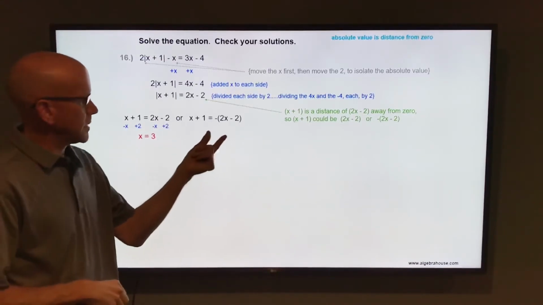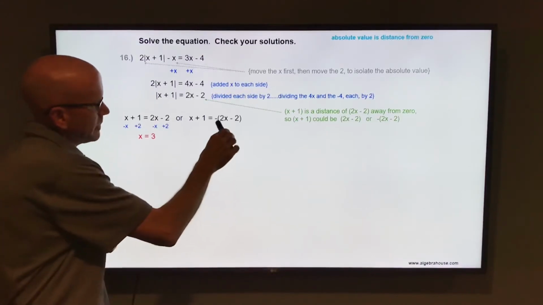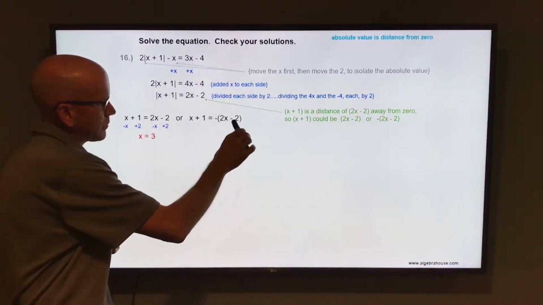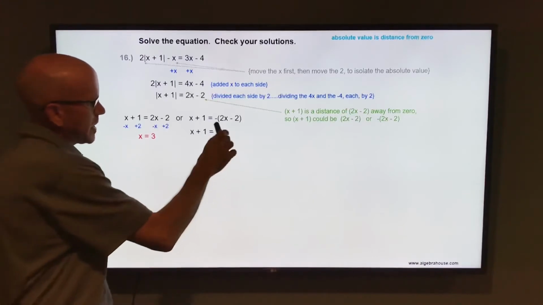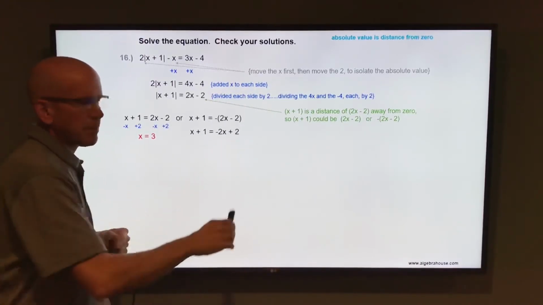I'm going to move on to the second equation. x plus 1 equals the negative of 2x minus 2. That negative sign in front of the parentheses, we need to distribute that through the parentheses. So if you take the negative of 2x, that is negative 2x, and the negative of a negative 2 would be a positive 2.